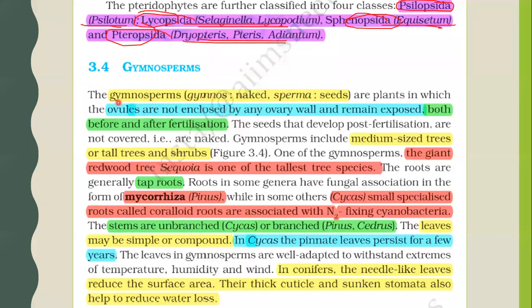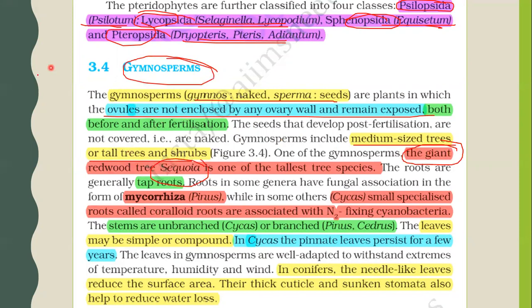The gymnosperms bear naked seeds; their ovules are not enclosed by ovary walls. They are medium-sized trees to tall plants. The giant redwood tree, Sequoia, is one of the tallest trees in the world, belonging to the gymnosperms. In the roots, there is mycorrhizal association in Pinus, and in Cycas you will find specialized coralloid roots in association with nitrogen-fixing bacteria. Clear?